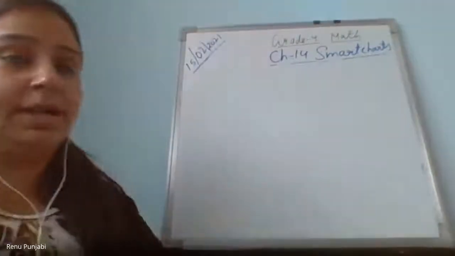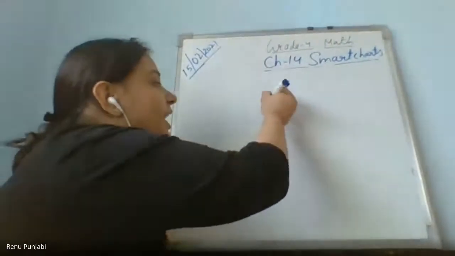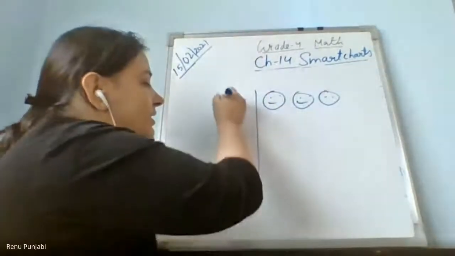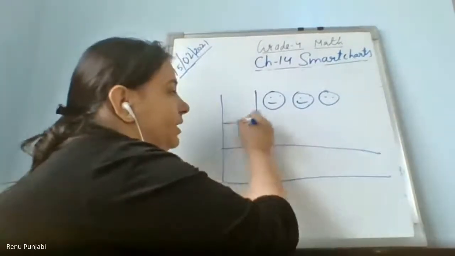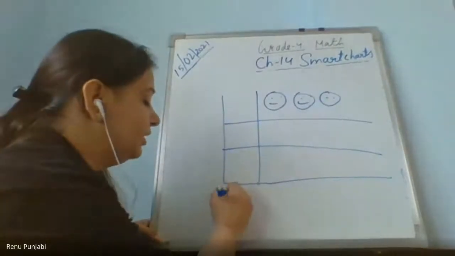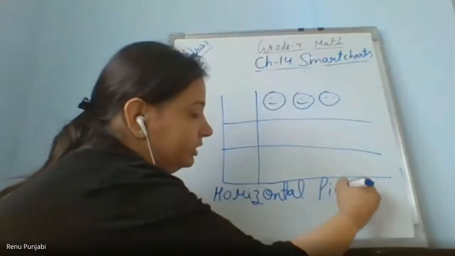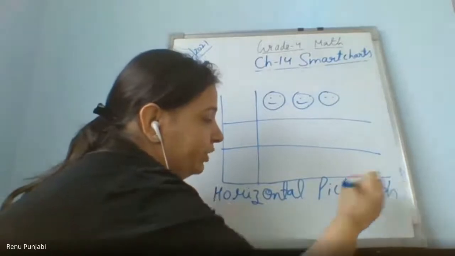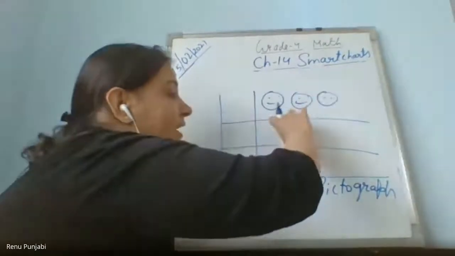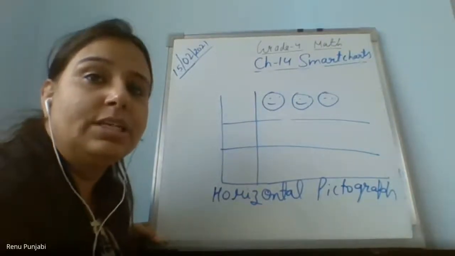What is the difference in the two types of pictograph? On that day you learned that we are making the pictures in this way. Means your data is here, right? And you were making the pictures in a sleeping way. It's called the horizontal pictograph. Sleeping lines, these are horizontal lines. So when you were making pictures, you were making pictures in a horizontal way. So this is called horizontal pictograph.